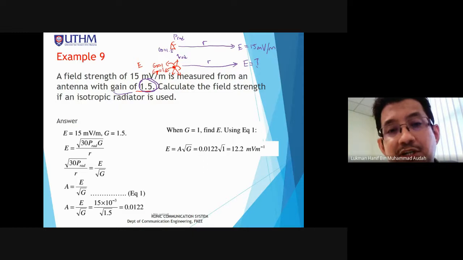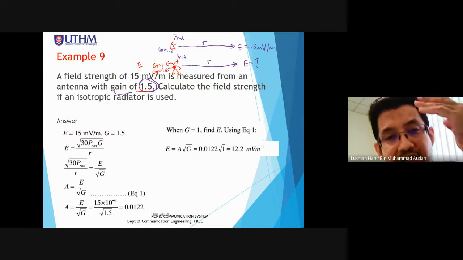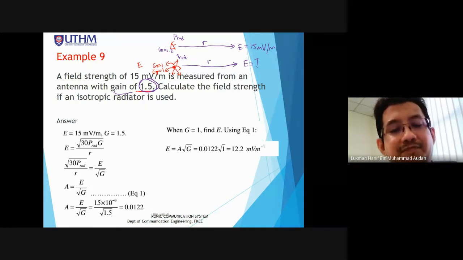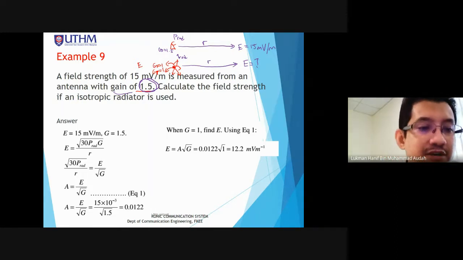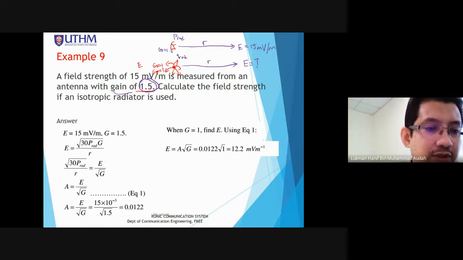Macam tu dia punya soalan sepatutnya panjang sikit lah. Kalau kita just switch the antenna from real antenna to the isotropic radiator dengan menganggap bahawa jarak dan juga P radiationnya adalah sama, berapakah E-field yang boleh dicapai? Okay. So therefore, kalau kamu lihat di sini, solutionnya.